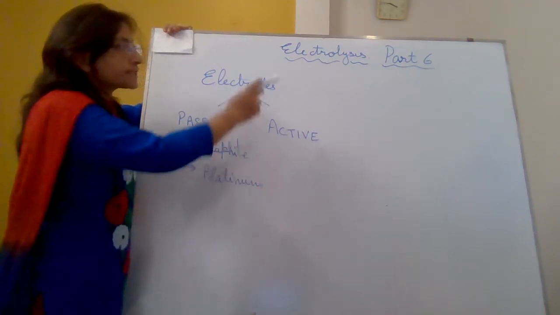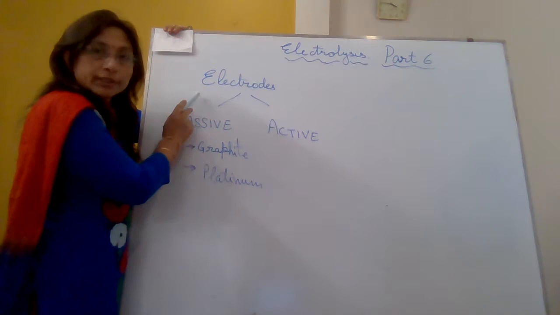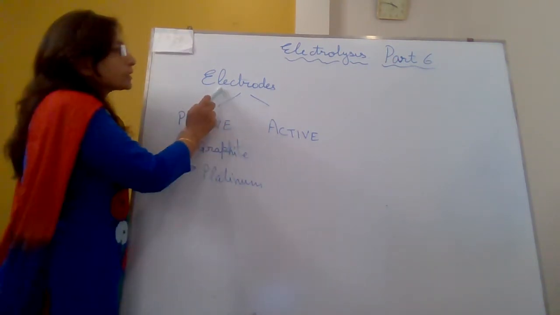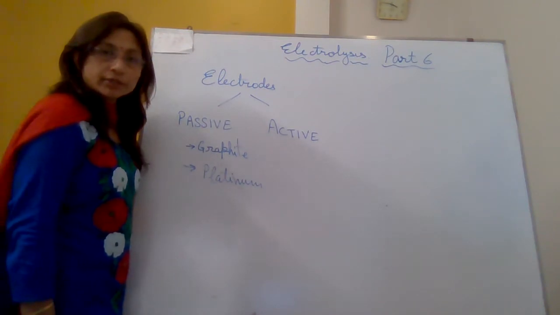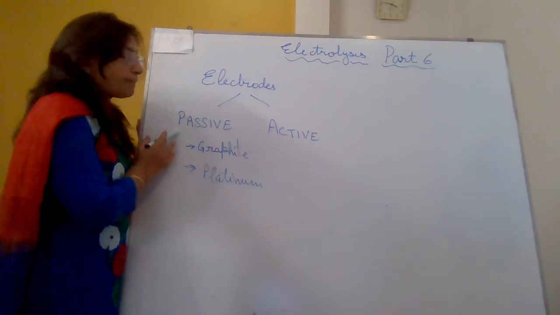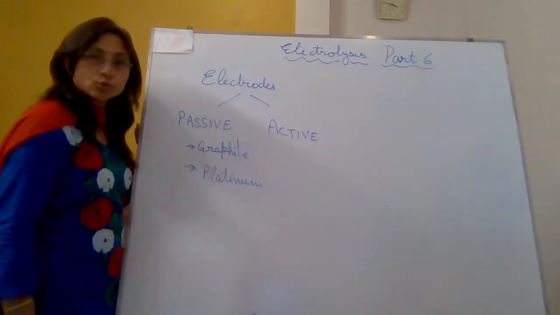Starting with the sixth part of the electrolysis, in which we will talk about the electrodes and the types of electrodes. The electrodes used in the process of electrolysis are of two types, passive and active electrode. Now, what are the passive electrodes?